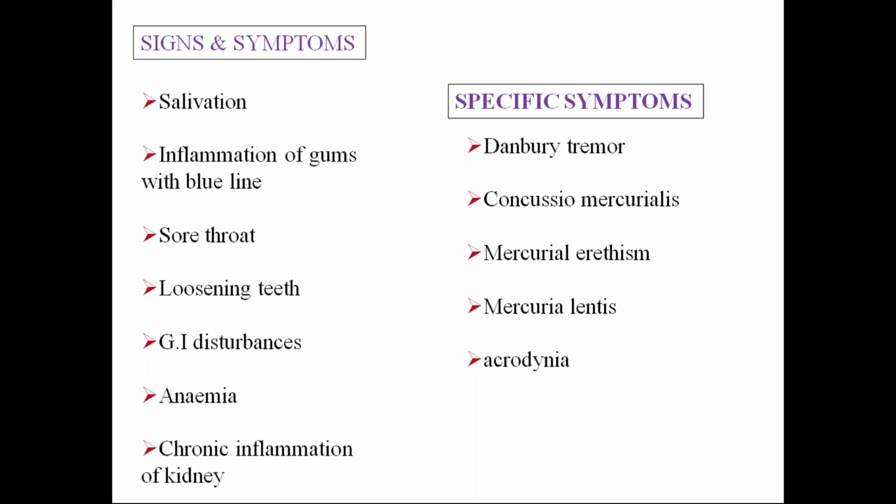There is sore throat, loosening of the teeth, GI disturbances, anemia, then chronic inflammation of the kidney. So these are some of the generalized symptoms of chronic mercury poisoning. And the specific symptoms are very, very important. Specific symptoms of chronic mercury poisoning are Danbury tremors, concussio mercurialis, mercurial erethism, mercurial lentis, and acrodynia. There are 5 specific symptoms for chronic mercury poisoning: Danbury tremors, concussio mercurialis, mercurial erethism, mercurial lentis, and then acrodynia, otherwise known as pink disease.